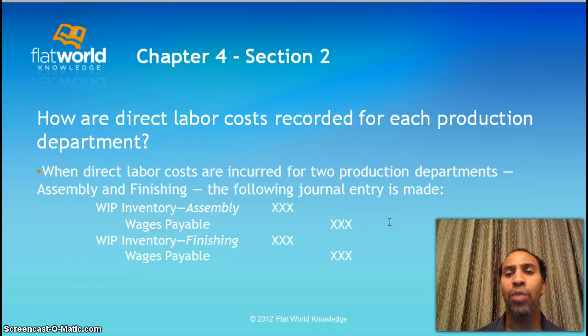So how are direct labor costs recorded for each production department? When direct labor costs are incurred for the two production departments, assembly and finishing, the following journal entry is made. Same thing, the only difference is the account that is coming out of is wages payable. So it comes out of wages payable to work in process inventory for assembly, and wages payable is going to those individuals completing the direct labor. Then wages payable goes from there and goes into work in process inventory for finishing, right?